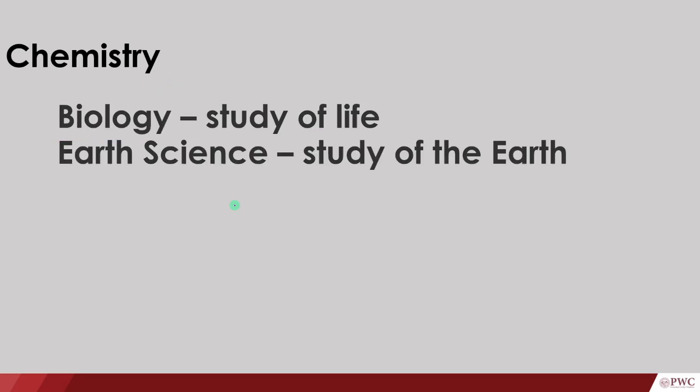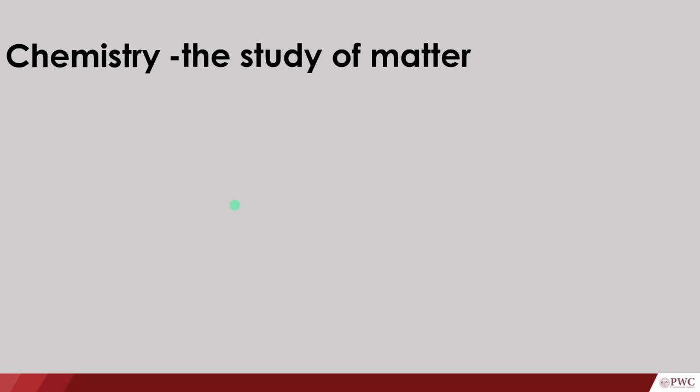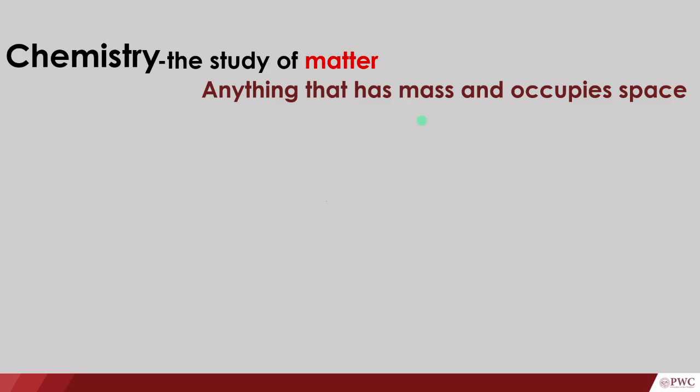But for chemistry, we have this definition. Chemistry is the study of matter. So we have this not very familiar term. And of course, if you want to understand what chemistry is, we first need to understand what matter is. So what is matter? Matter, by definition, is anything that has mass and occupies space.